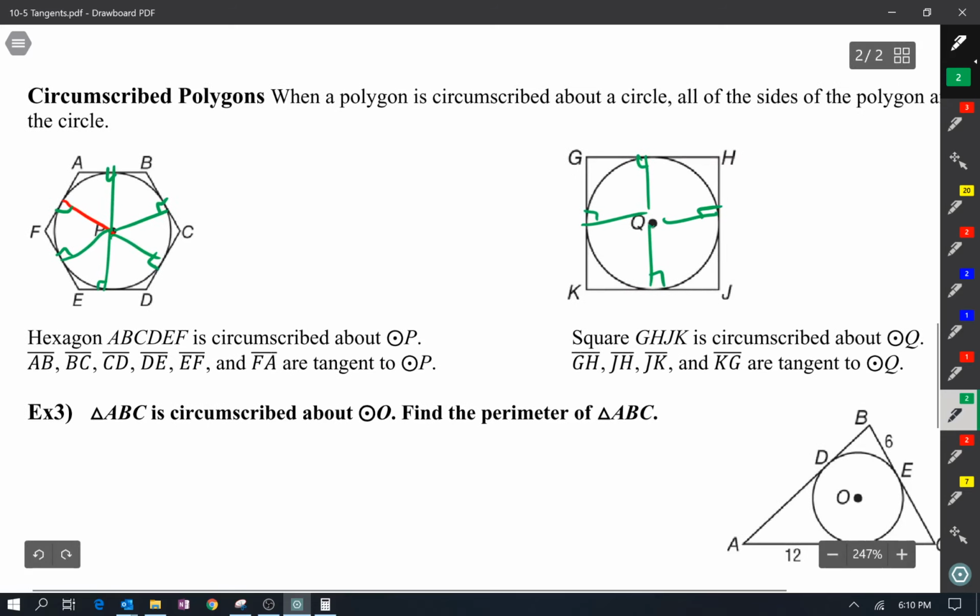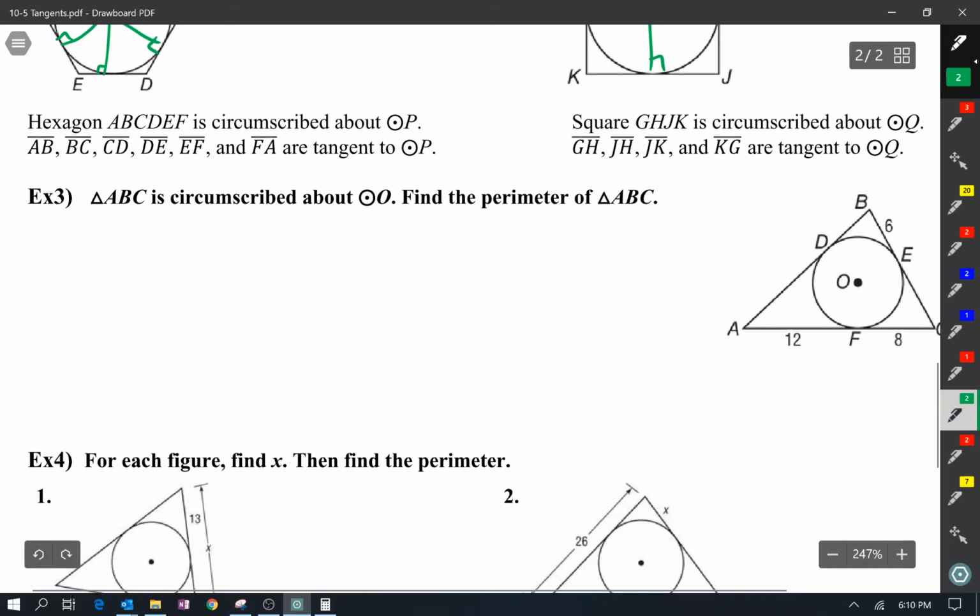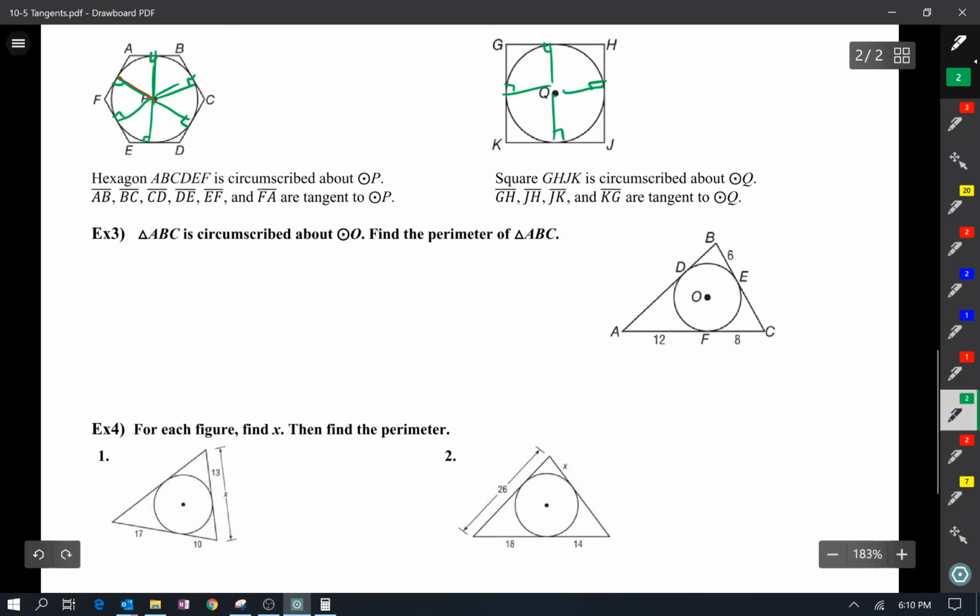And thus, these pieces would all be equal, right? All these spokes would be equal because they're all radiuses of the same circle. All right. A, B, C is circumscribed about O, right?